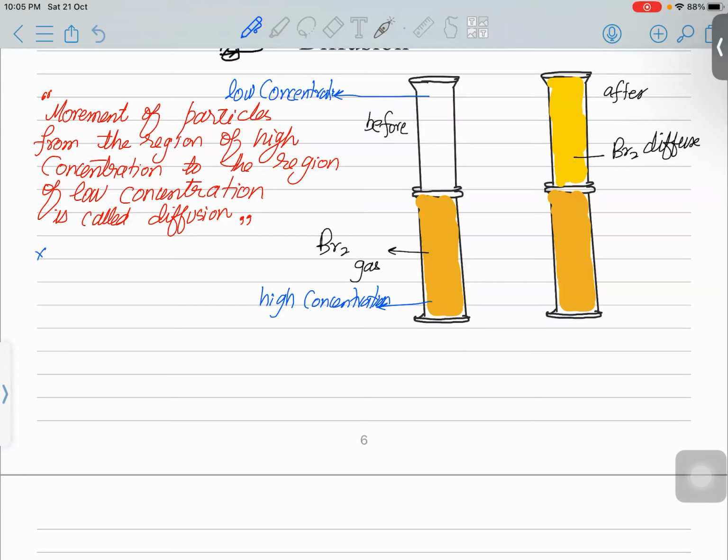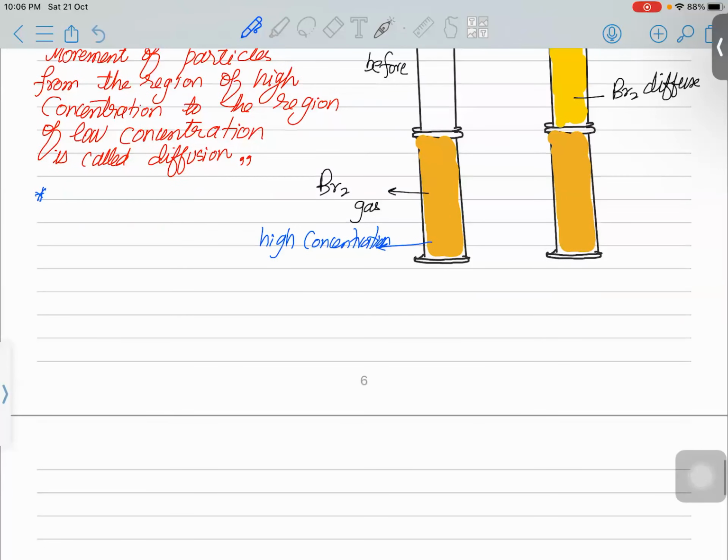So next point, does diffusion occur in solid, liquid, or gas? In liquids and gases. Very good. There is no diffusion in solid.